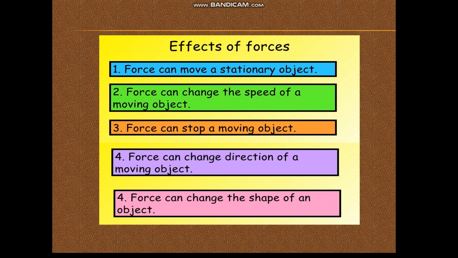So, let's sum up the effects of force. Force can move a stationary object. Force can change the speed of a moving object. Force can stop a moving object. Force can change the direction of a moving object. Force can change the shape of an object.